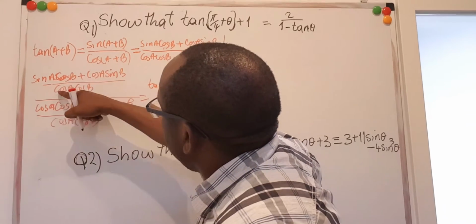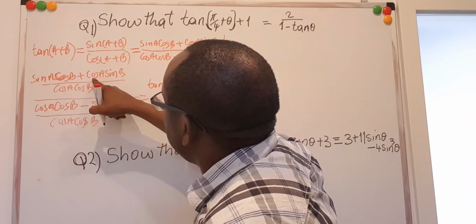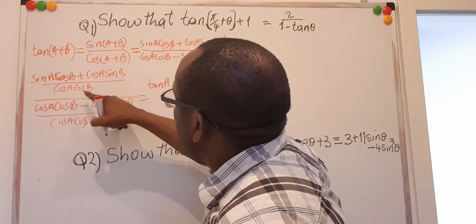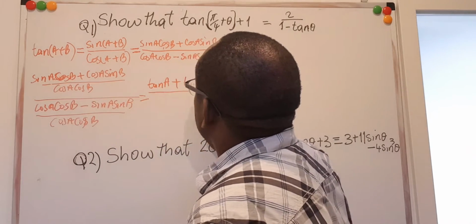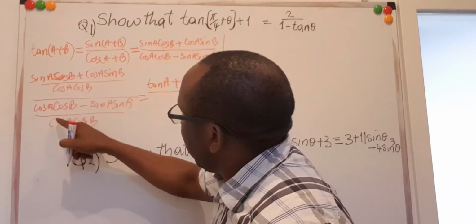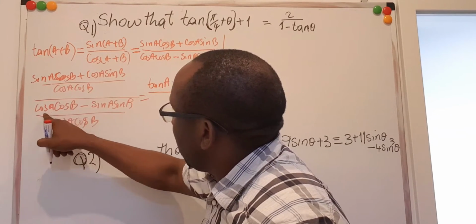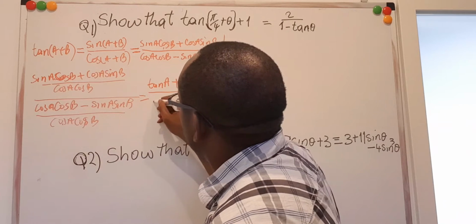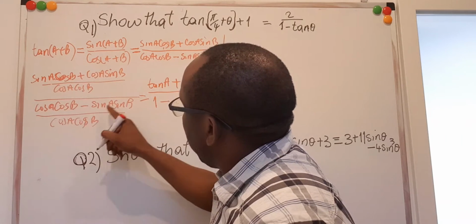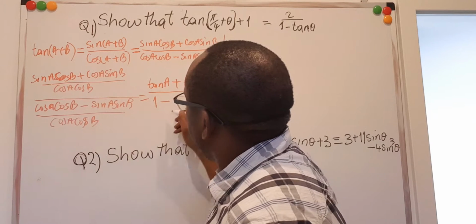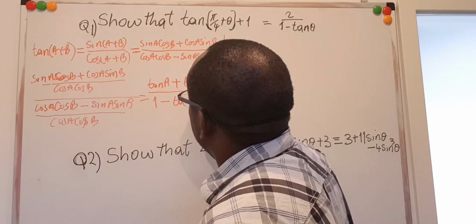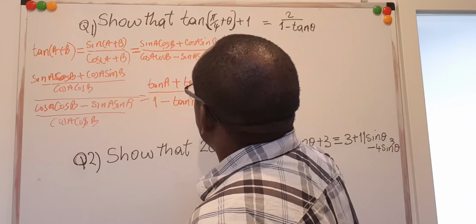Plus, if I divide this by this, the cos A disappears with the cos A, and I get sine B divided by cos B, and that is tan B. Divided by, if I divide this by this, then I get 1. Cos A disappears, so I get 1 here. Minus, if I divide this by that, I get sine A over cos A, sine B over cos B, so that is tan A, tan B.